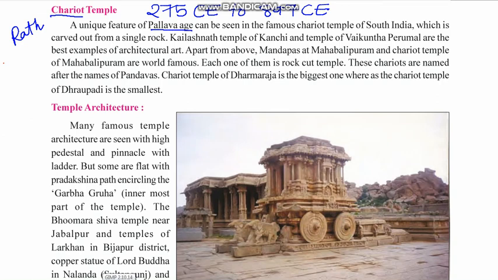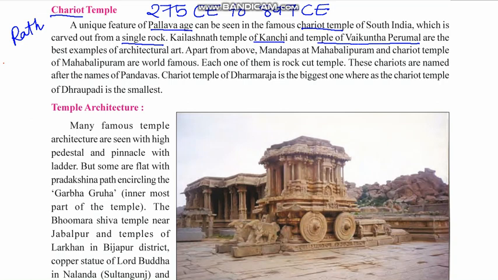They came after the Satavahana dynasty, which used to rule India in the early third century, right? So we can see they made temples in the form of chariots, which are carved out of single rocks. The Kailasnath temple of Kanchi and the temple of Vaikunta Perumal are the best examples of this architecture.